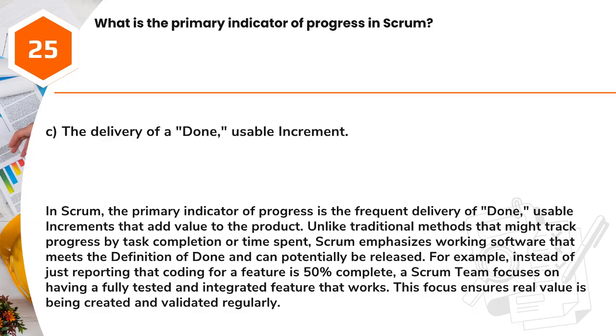Answer: C. The delivery of a done, usable increment. In Scrum, the primary indicator of progress is the frequent delivery of done, usable increments that add value to the product. Unlike traditional methods that might track progress by task completion or time spent, Scrum emphasizes working software that meets the definition of done and can potentially be released. For example, instead of just reporting that coding for a feature is 50% complete, a Scrum team focuses on having a fully tested and integrated feature that works. This focus ensures real value is being created and validated regularly.